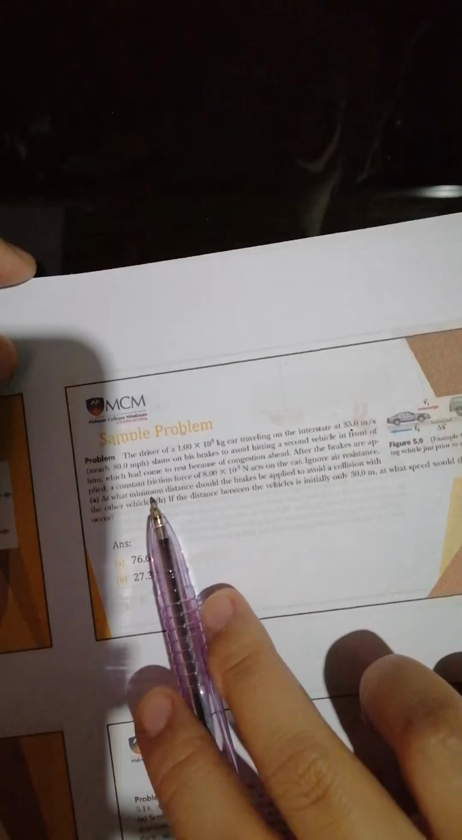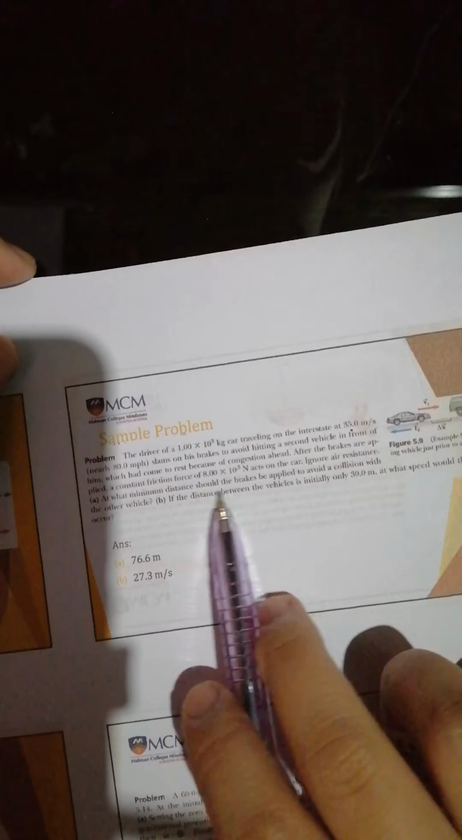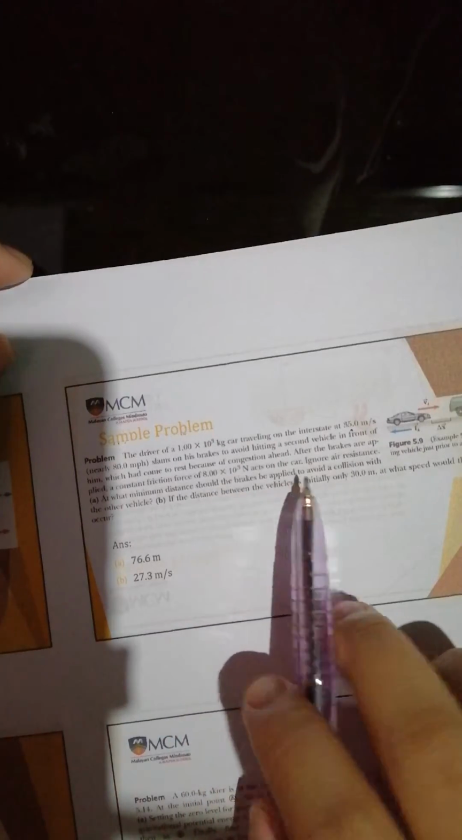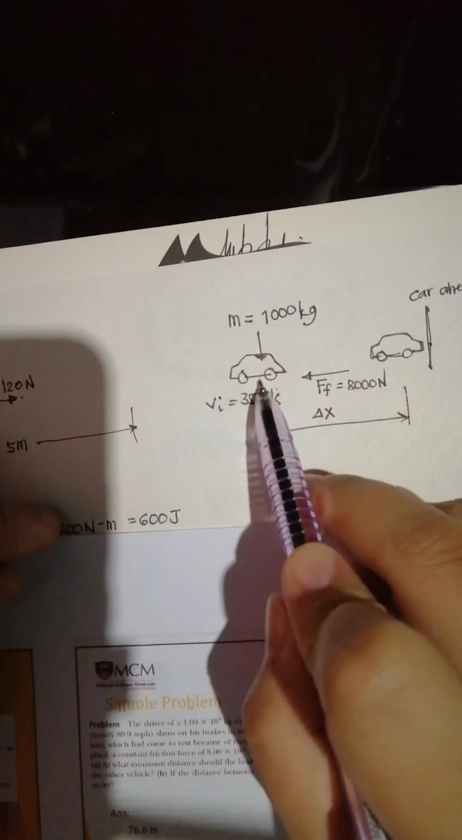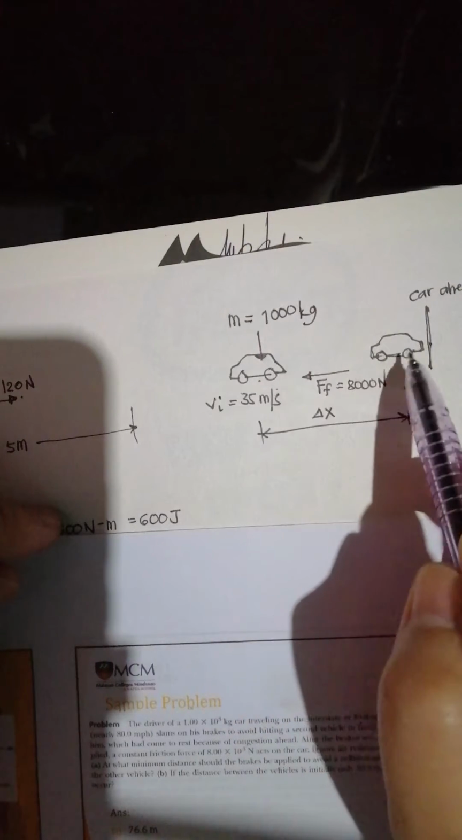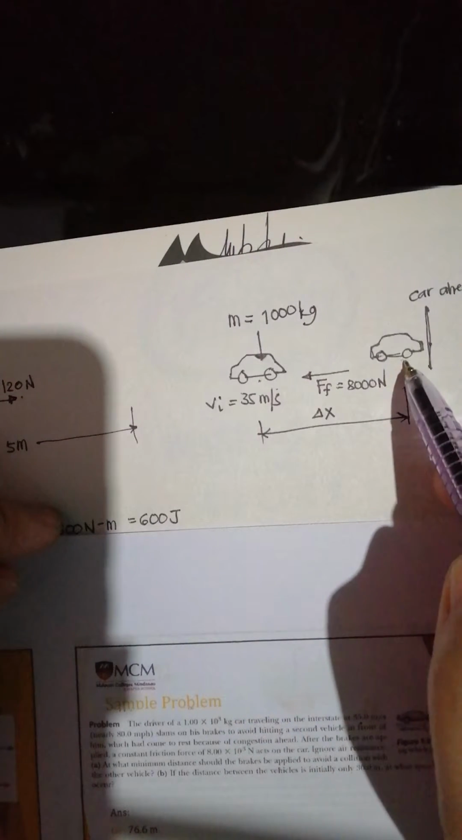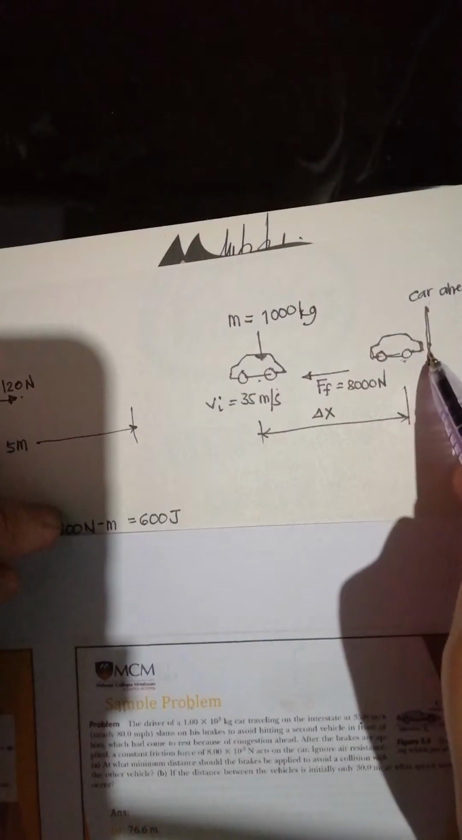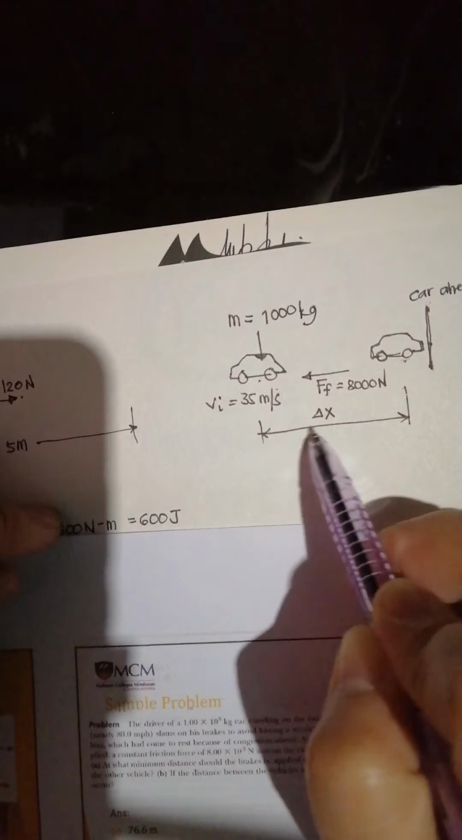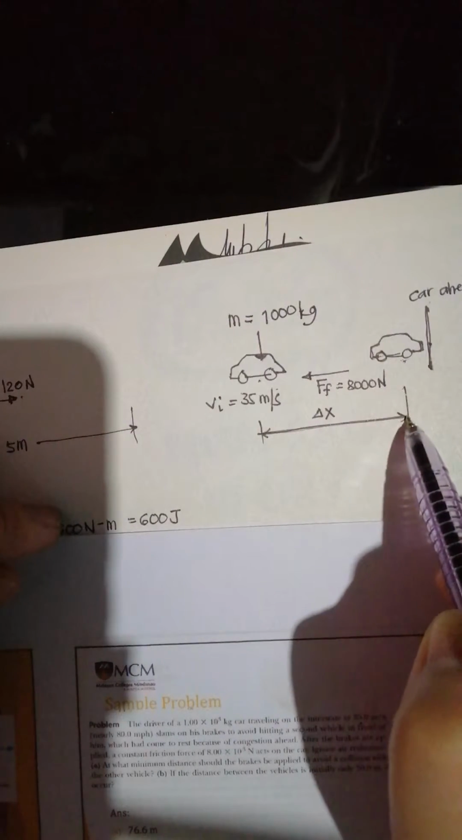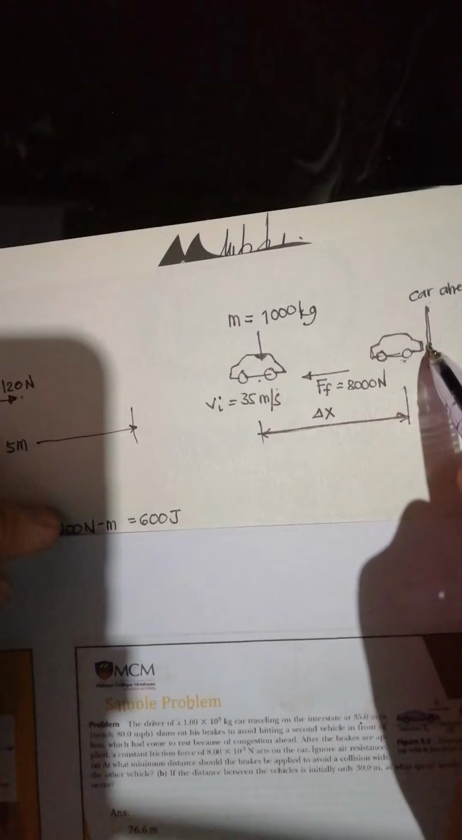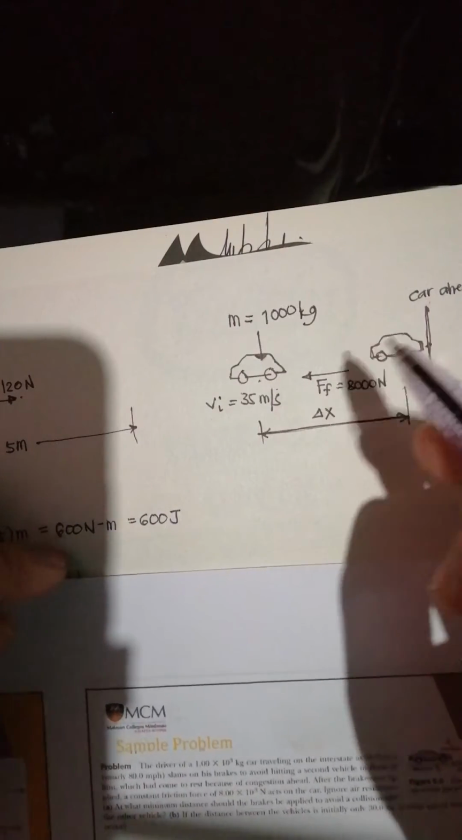Okay, what should be the minimum distance that the brakes must be applied? So say this is the point where it applies its brakes, and this is the point where it has to come to rest or stop because there is a car ahead. This is now the minimum distance where it has to apply its brake so that it won't hit the second vehicle.